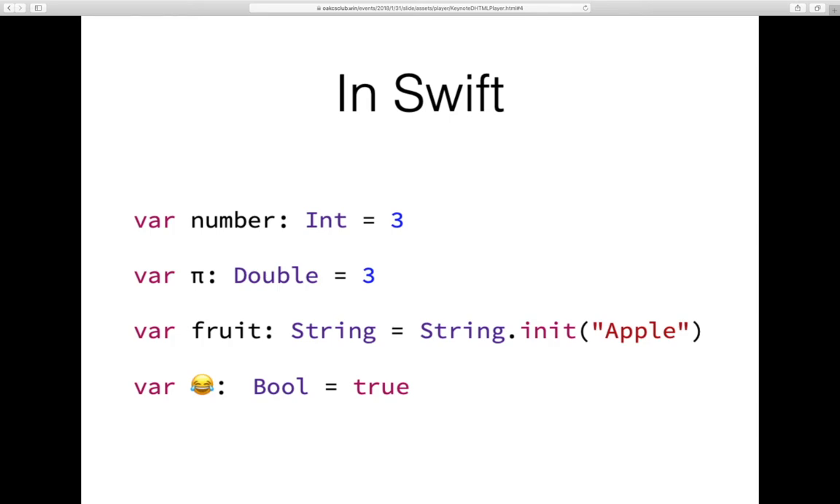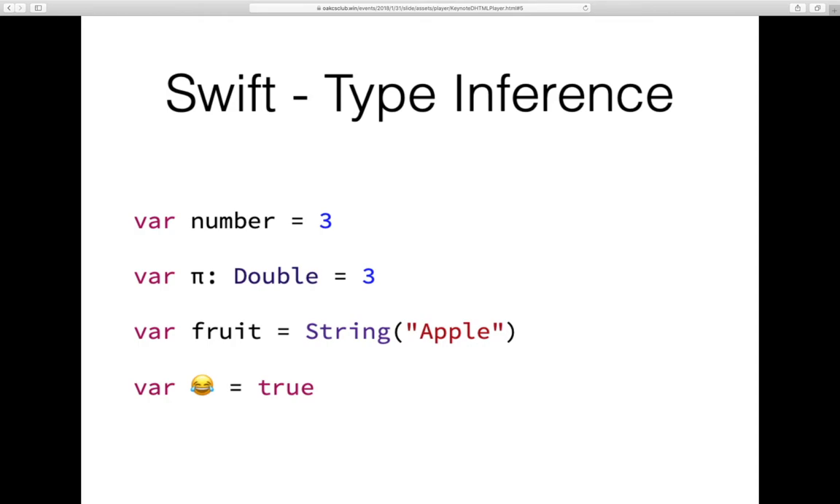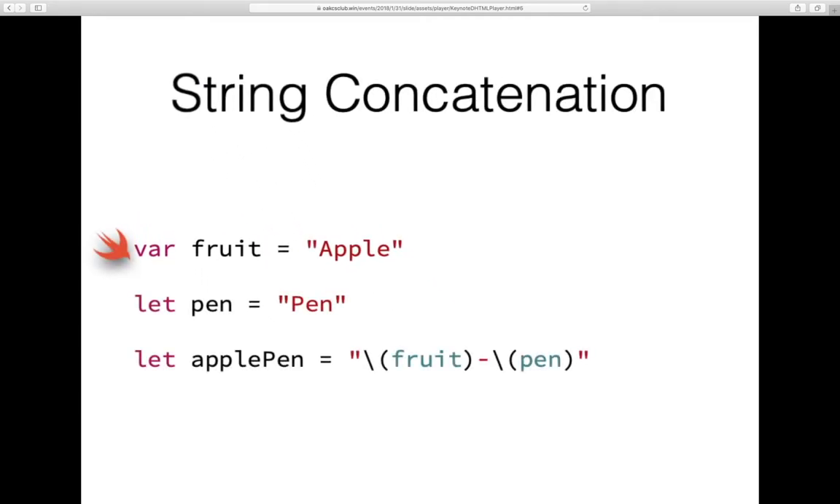The other thing about Swift is that it has type inference. So you don't have to declare its value type, unlike Java. I can say var number equals 3. It's automatically going to assume that by 3, I mean an integer. But if I do a double, it's going to know that's a double. And right here, if I say emoji equals true, then it's going to automatically know true is a boolean. So this is type inference in Swift.